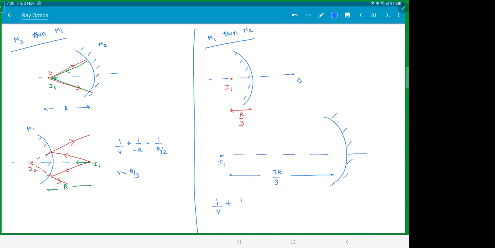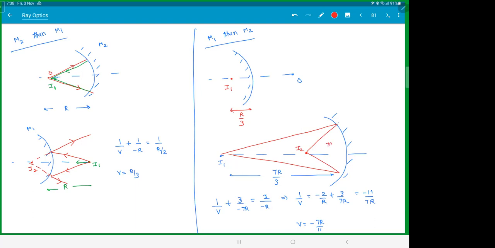So 1 by v plus 1 by minus 7r by 3 is equal to 1 by minus r by 2. This gives minus 2 by r plus 3 by 7r. This looks bad. Minus 14 plus 3, minus 11 by 7r. v is equal to minus 7r by 11. Anyway, these rays are going and hitting somewhere here. This is your final image at a distance of 7r by 11 behind. Clear?